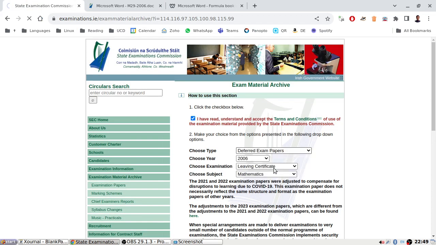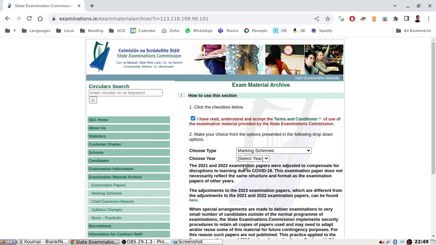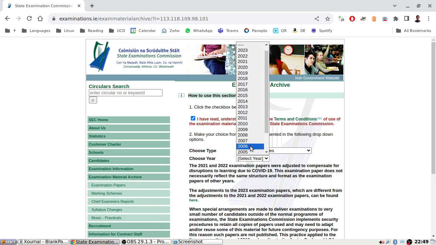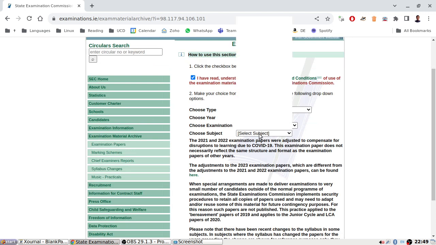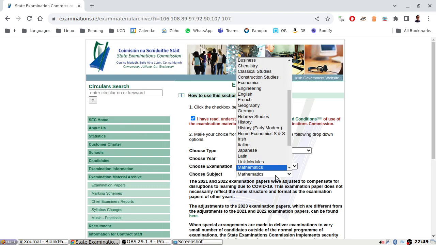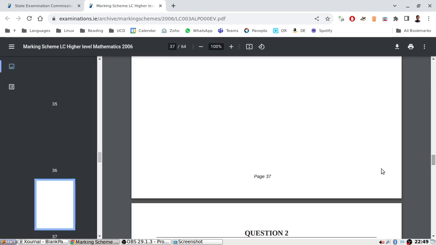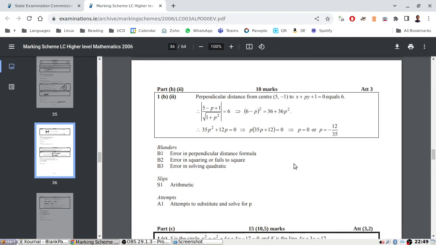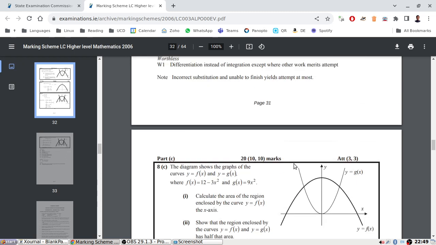Marking schemes, 2006 Leaving Cert Maths. Okay, let's see. Last question, paper one to be about here. All right, let's see. Okay, here we go.